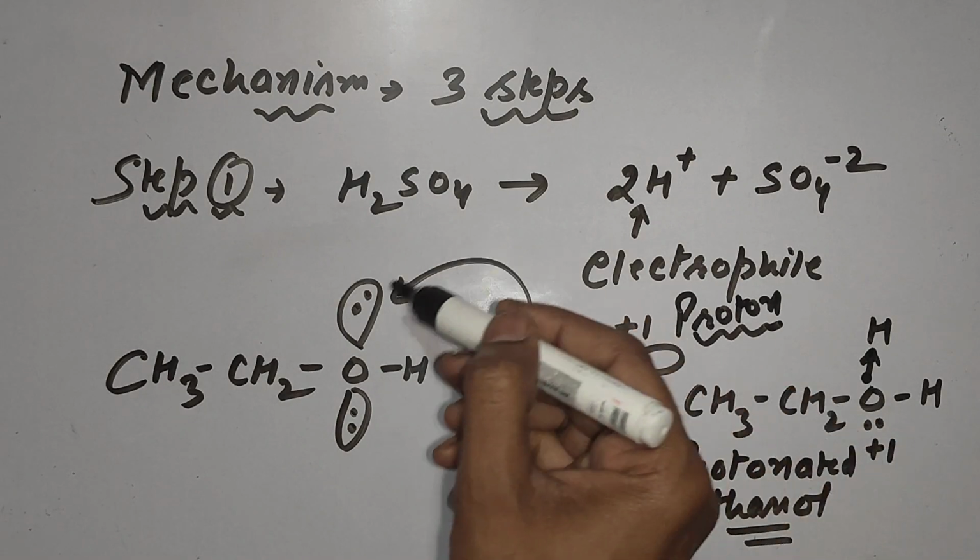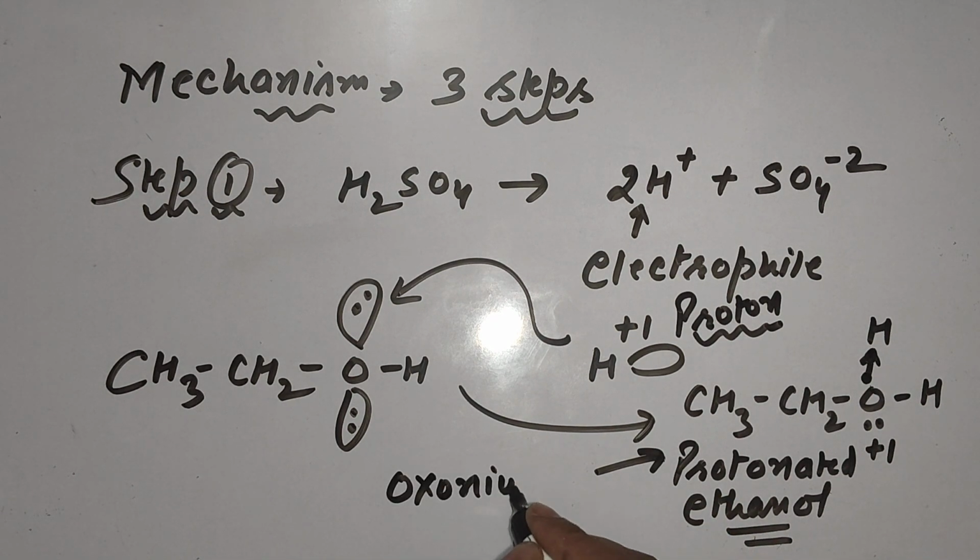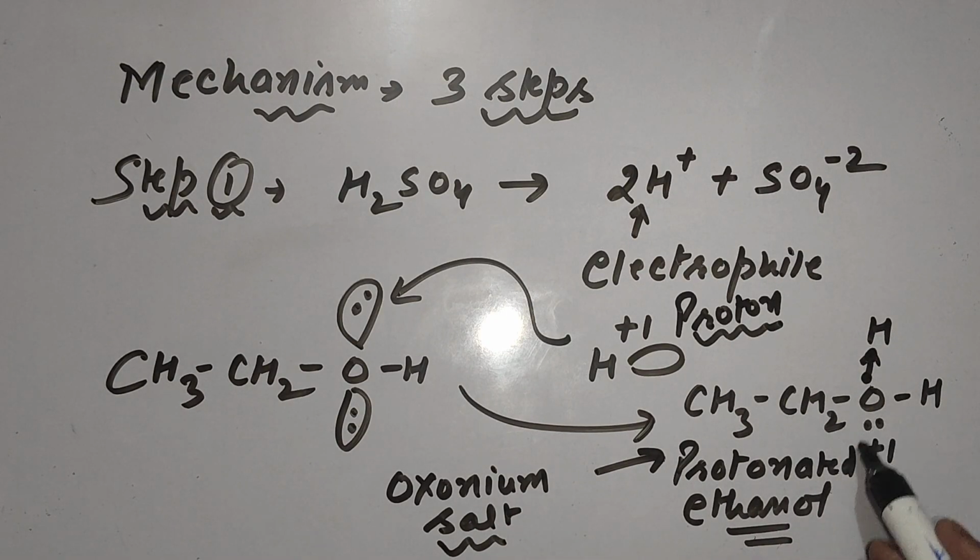And it has attacked on ethanol, so that's why we are calling it protonated ethanol. Or you can call it oxonium salt, because oxygen is carrying plus one charge, so we are calling it oxonium salt. This is the first step. Next step, step 2.